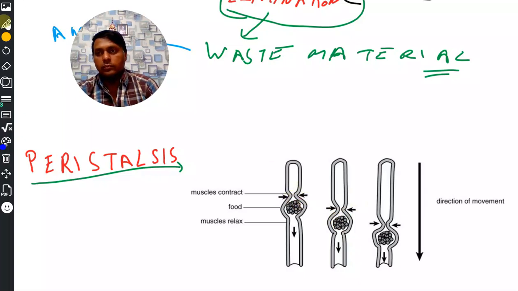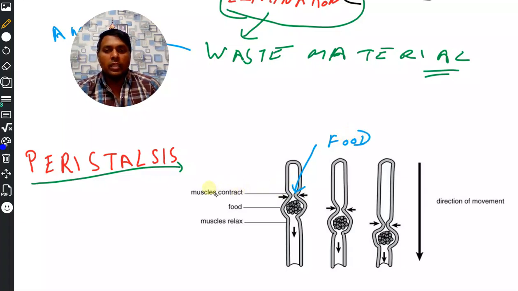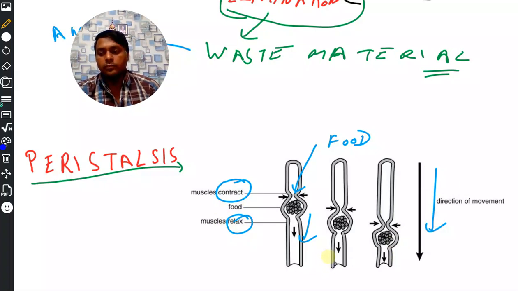It is food going through the esophagus. This is the food. So there is a contraction of the muscles. With the help of this contraction, the food goes inside, and there is a relaxation of muscles. And what is the direction? You can see it is downward towards the stomach. Can you see the image?